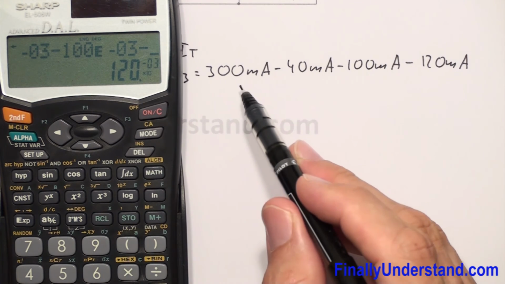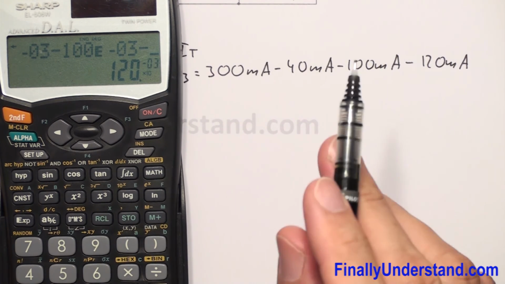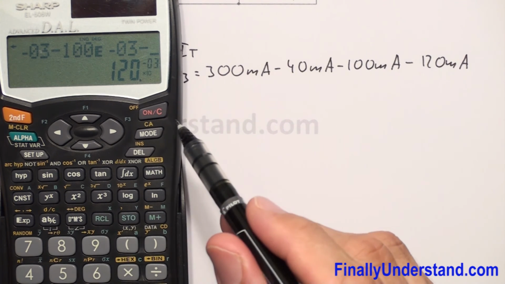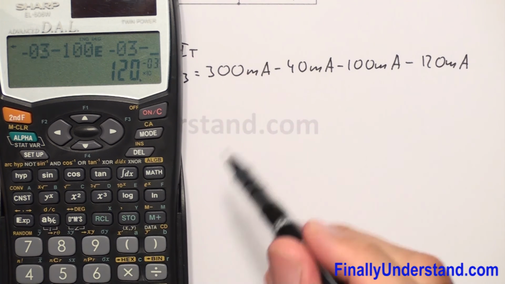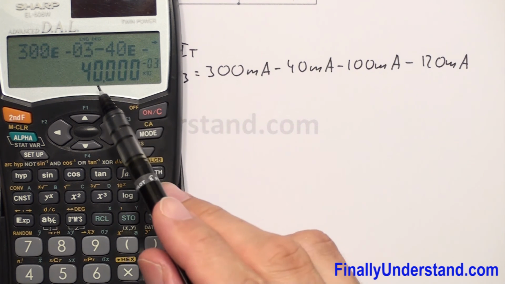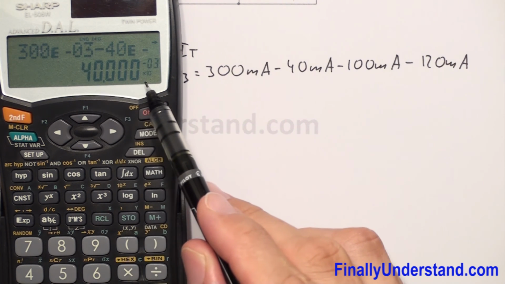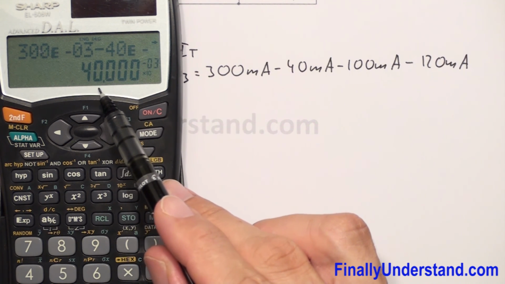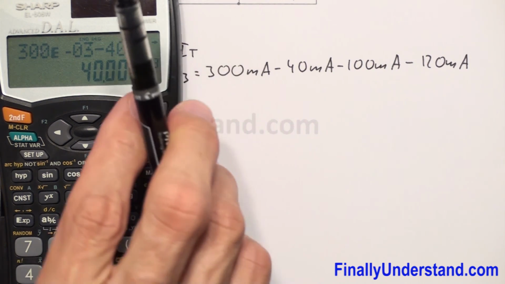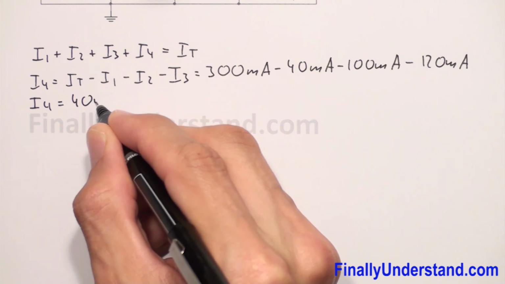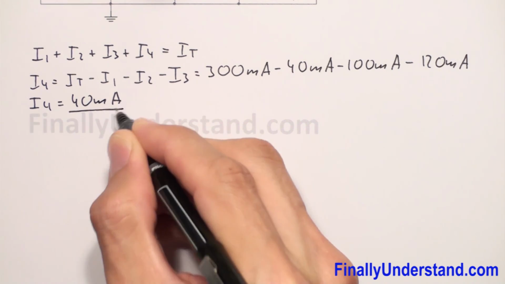If you do this in your head, that is perfect, but I do this on the calculator just for those of you who have difficulties entering these values into the calculator. So press enter, and I got 40 times 10 to negative 3. It means that my answer is 40 milliamps. So my I4 is equal to 40 milliamps. This is my solution.